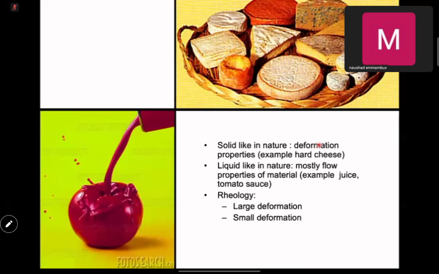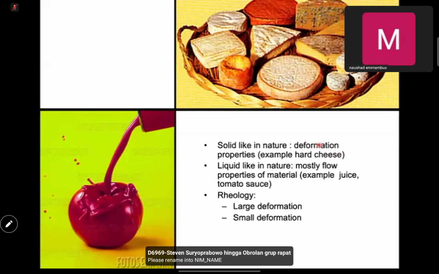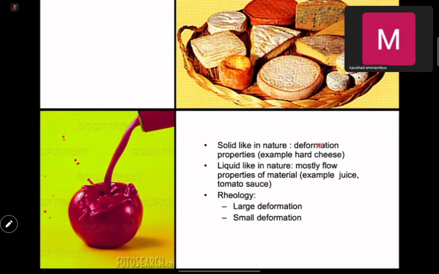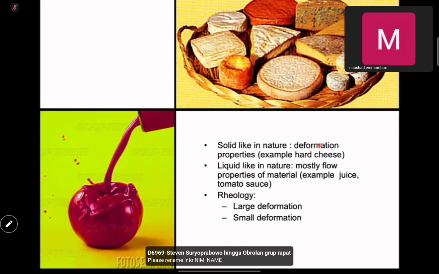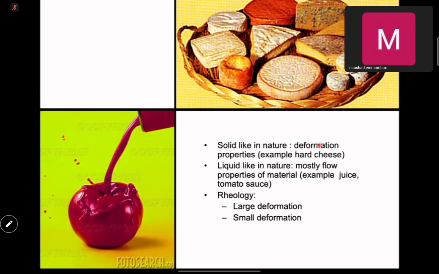Another example is that it depends what you want. Sometimes people want the cheese on your burger to melt, and sometimes you want it not to melt too much, just to soften, but you want your burger to stay hot. So there should be a temperature that you store your burger so that your cheese doesn't melt too much and become very liquid-like. So you can measure the melting point using rheology for your cheese, for example. And liquid-like nature, I'll tell you mostly flow properties, for example, juice and tomato.